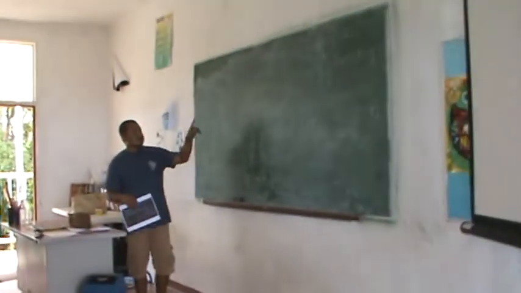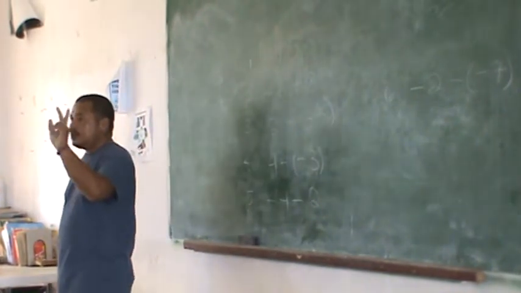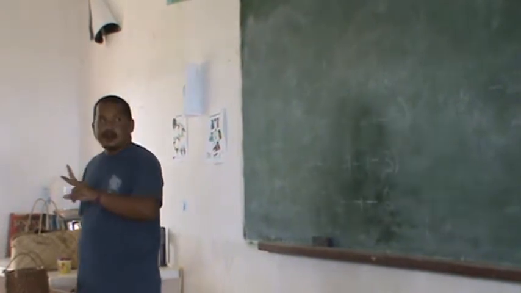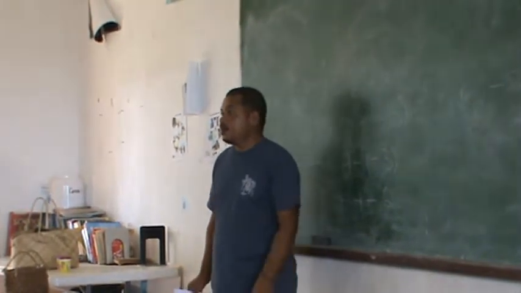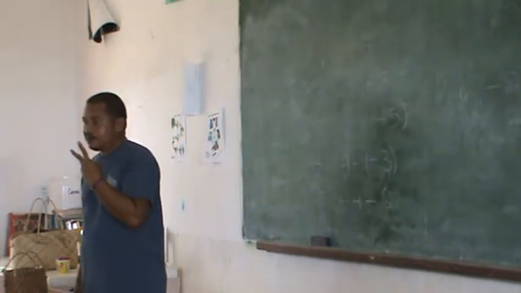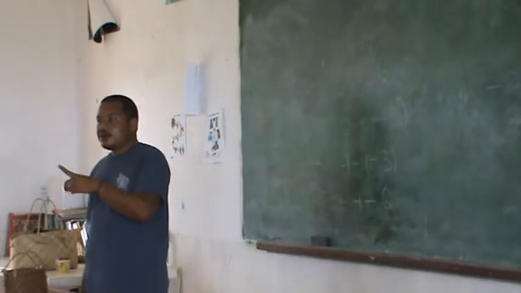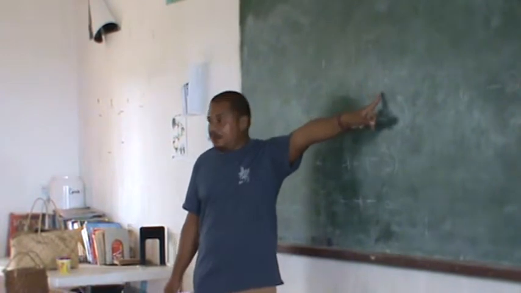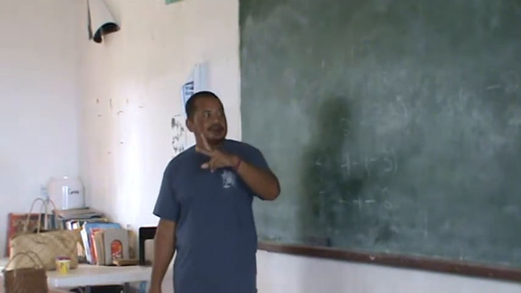Okay, number 2. Negative 6 plus 8. Still plus, but different signs. When you have a different sign, what do we do? We subtract. So first you subtract. 8 minus 6, you get what? 2. What tells you which sign you're going to take? The number with the greater absolute value. So you take the positive because 8 has a greater absolute value than 6. So the answer is positive 2.